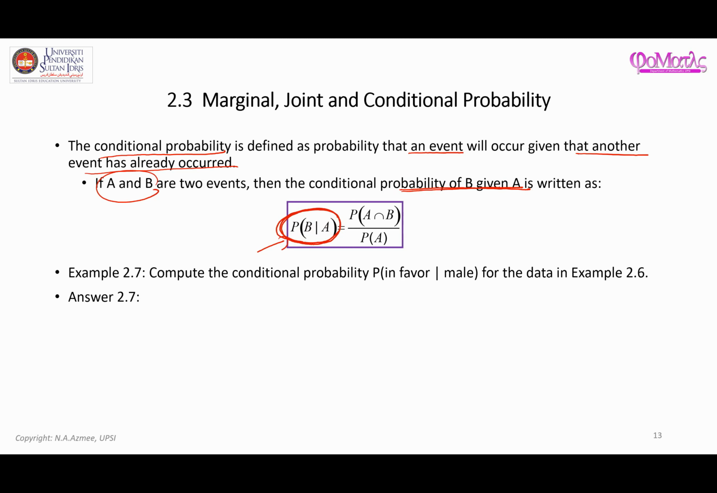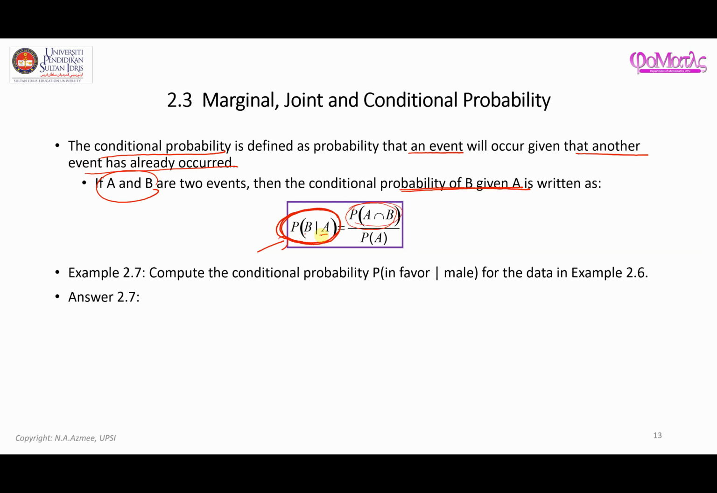So what is the probability of B given that you have seen A already happened in the past? Okay, so the formula is very simple. If you have probability of B given A, at the top part here, it's going to be the probability of A and B intersects, or the joint probability of A and B, the probability of A and B happening together. So that is the top part.